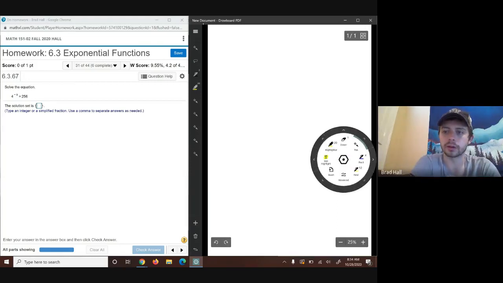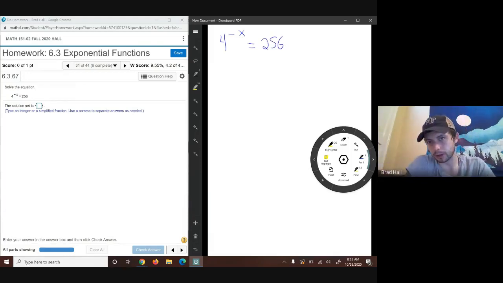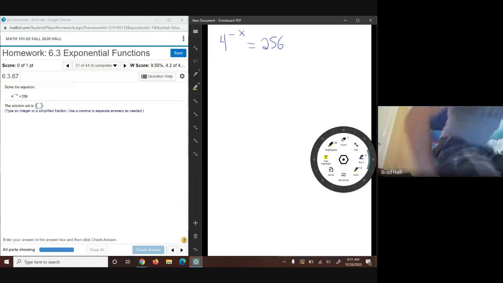And so this is when you want to get a common base between two expressions. Over here, I see 4 to the negative x is equal to 256. I want us to find a common base, because once you can get a common base on both sides, it turns out that the bases themselves will cancel out and the exponents will drop down. So let me grab my calculator real fast.